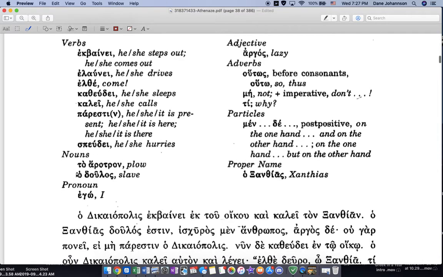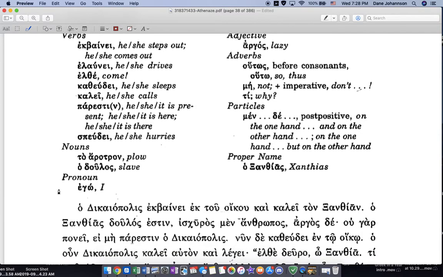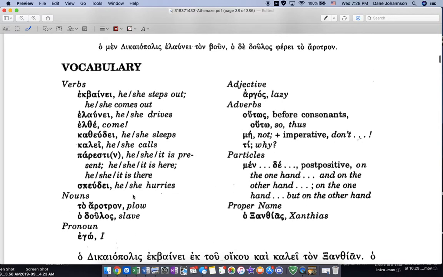So here's some nouns I want you to know. To arotron, the plow, not the yoke, the plow. To arotron. O doulos, the slave. Pronoun, ego, so just like in modern Greek, ego, I. Here's an adjective, argos, so you have to be careful here. Argos means lazy. We've already learned agros with the gamma coming before the ro here, so these are reversed. So if you reverse these, agros, that means field or farm, and argos is lazy.